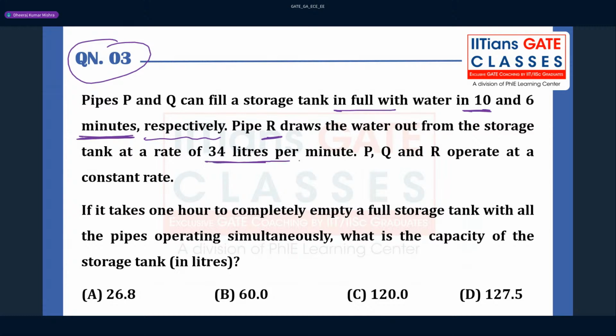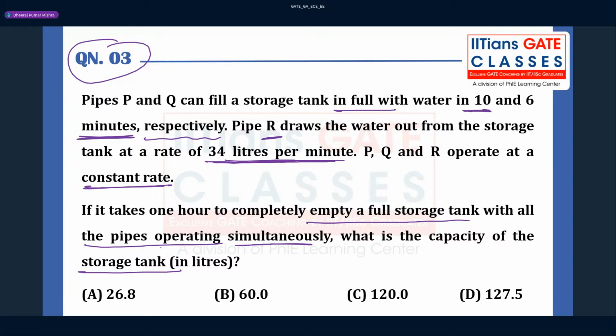So they have given some sort of work rate, that is nothing but 34 liter per minute. P, Q and R operate at constant rate. For PQR, if it takes 1 hour to completely empty the full storage tank with all the pipes operating simultaneously, then what is the capacity of the storage tank? They are asking how much water the tank can store, in liters. This is a very simple question, and I believe you can answer it.